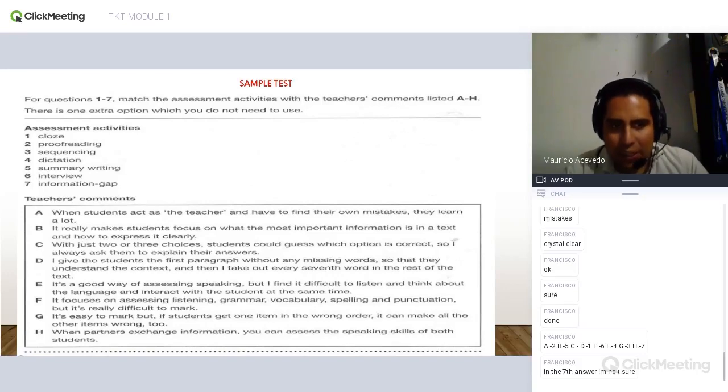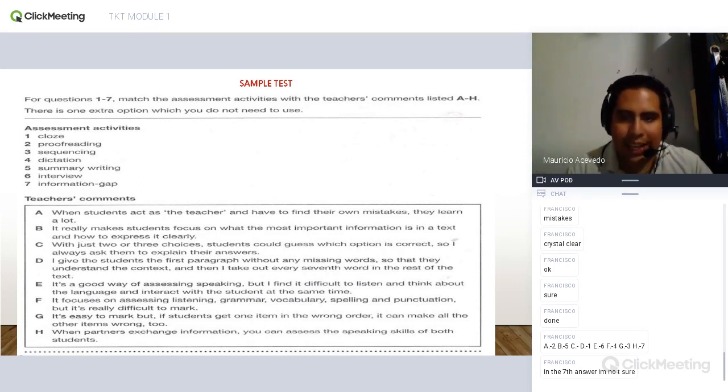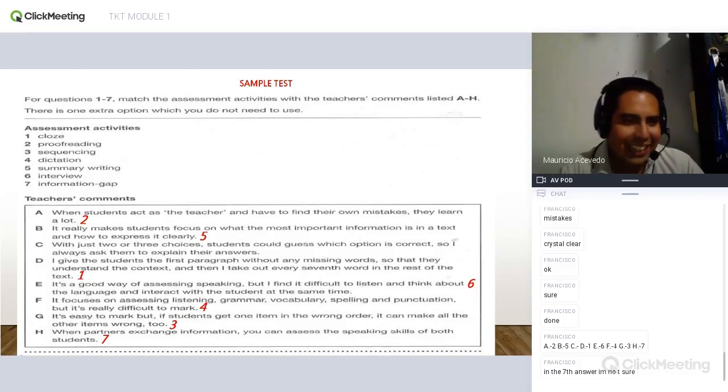Not exactly, Francisco. I think for me, information gap is more letter C. With just two or three options, students could guess which option is correct. So I always ask them to explain their answers. So remember that in information gap, you have options. Okay, but anyway, don't worry, we're going to check the answers. Here we go. Ah, you're right. Excellent. Excellent, Francisco. I am wrong.